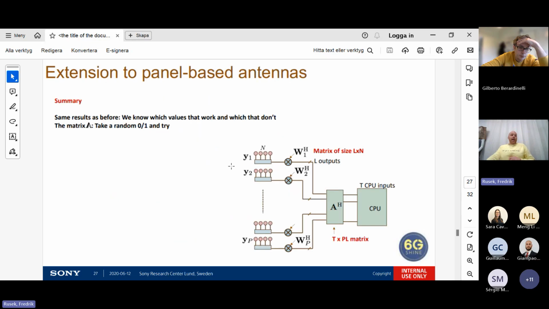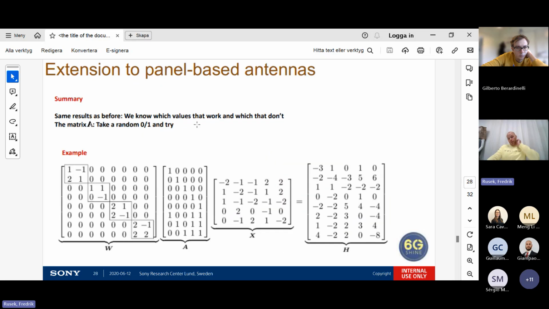And the same story. We know what L and T's that are working here. But now the number n is now important, and the matrix A is being generated as a sparse matrix of 0 and 1s, and you have to try it out until you get something that is working, and then you have found it. And here is a numerical example of the wax decomposition.